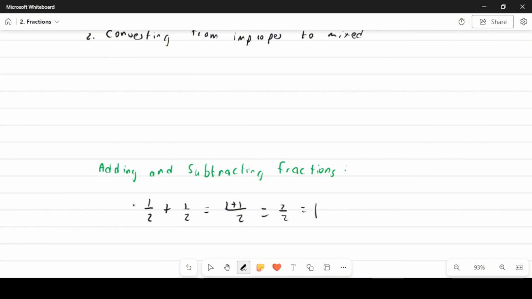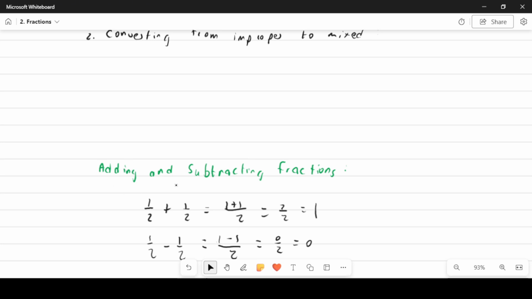Right? So that's the rule, even when you're subtracting. Half minus half is equal to 0. How do we get that? It's because the denominators are the same, I can subtract the numerators, so that gives me 0 over 2, which is equal to 0. So that's what you need to remember.